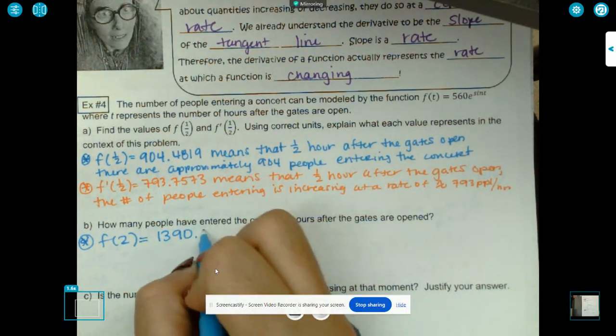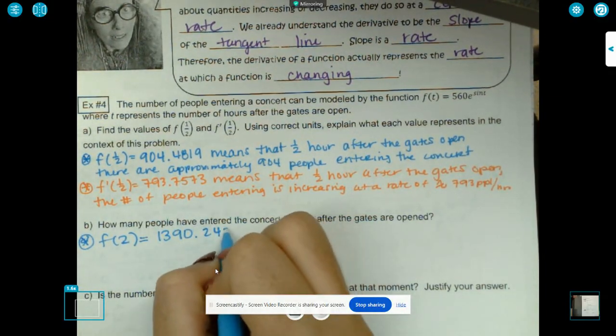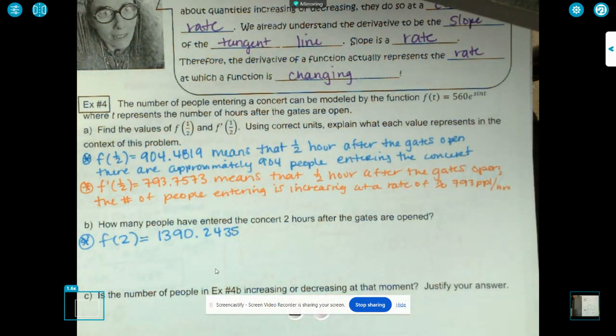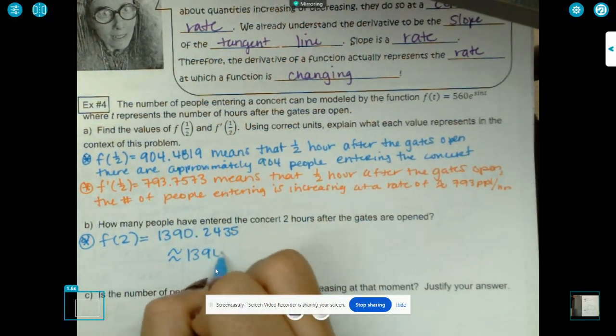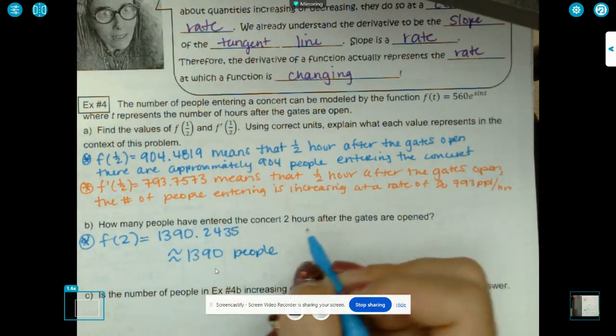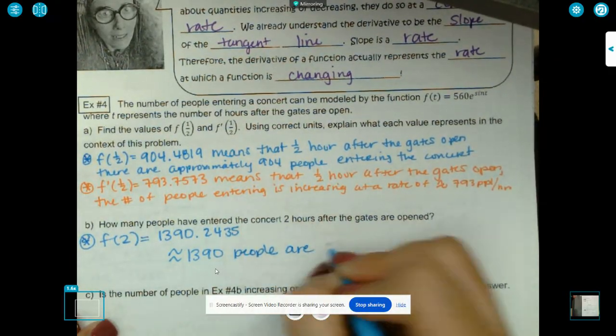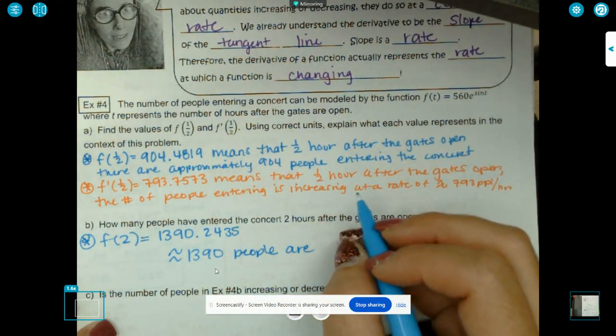All right, what is it? 2435? We good? So approximately how many people are entering? About 1,390, so approximately 1,390 people. And y'all, literally, we're just using the words in the problem. Are entering the concert 2 hours after the gates open.